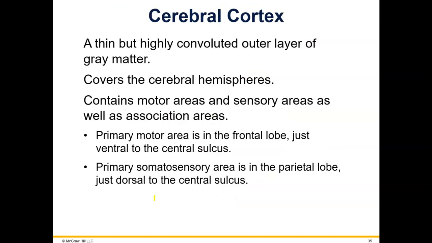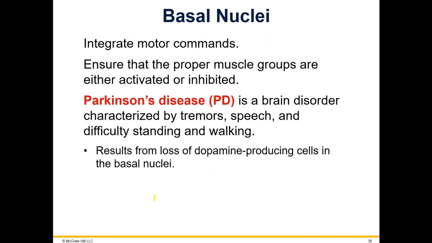Okay, so we talked about the cerebral cortex and it being divided into lobes, and that they have different areas that they focus on. And then we have the basal nuclei. And one question you might be asked is about Parkinson's disease, which is a brain disorder characterized by tremors. You may know someone with Parkinson's disease.